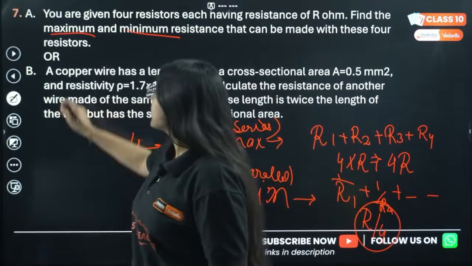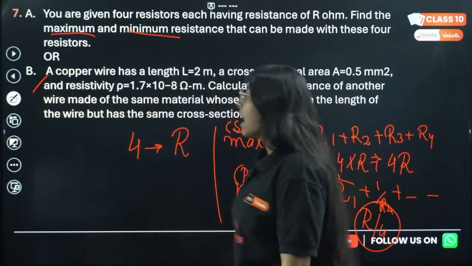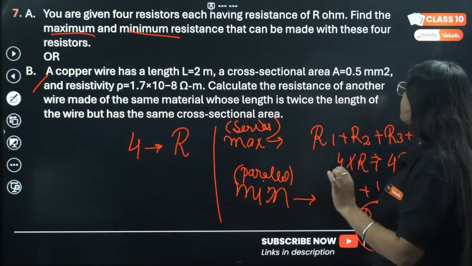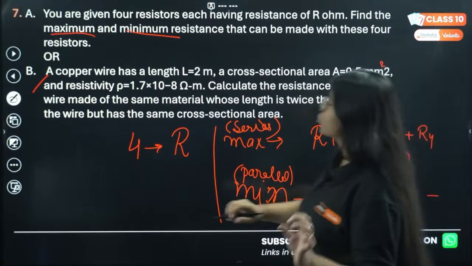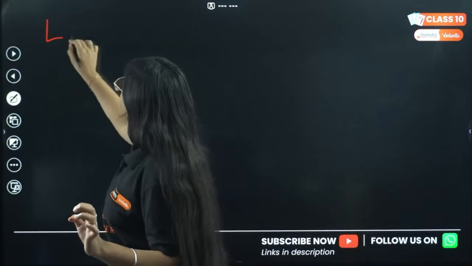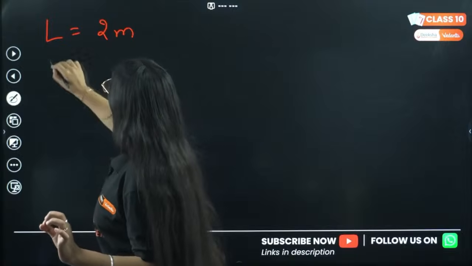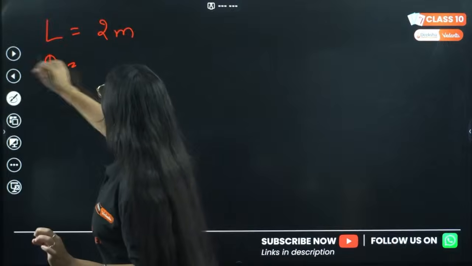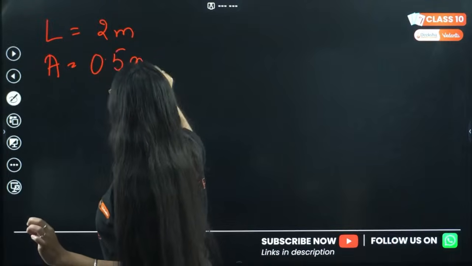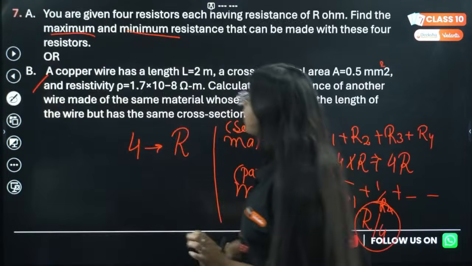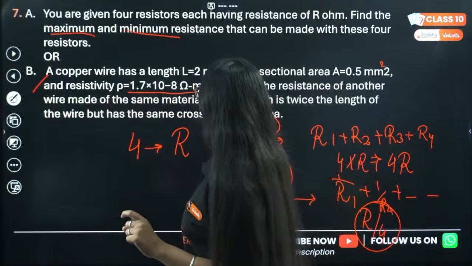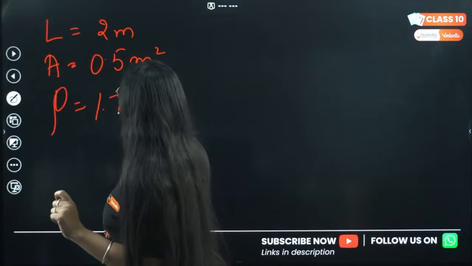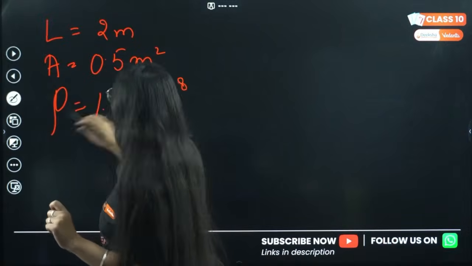Correct? Let's see the second part, which says we have a copper wire of length 2 meter and a cross section of 0.5 meter square. What we are given? We have length of 2 meter. Area of cross section is, what was it? 0.5 meter square. Then we had resistivity 1.7 into 10 raised to power minus 8.